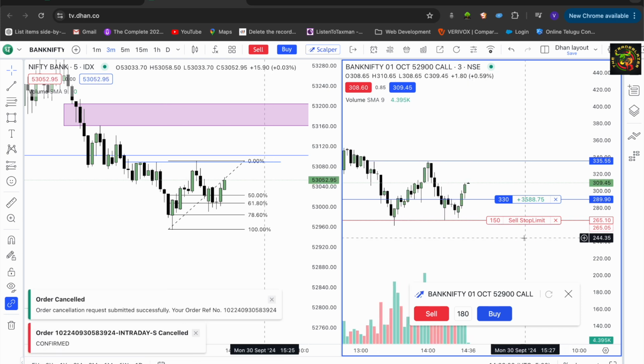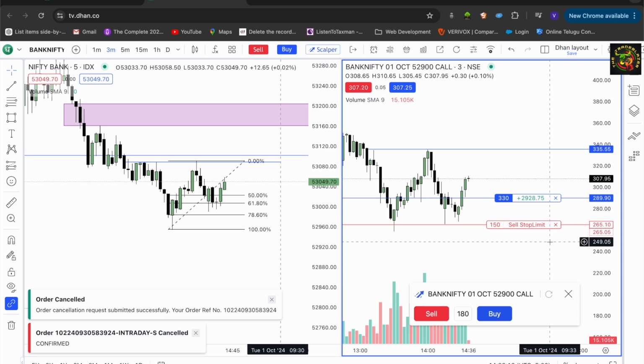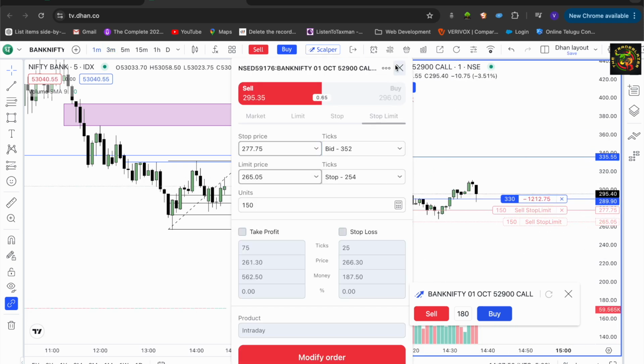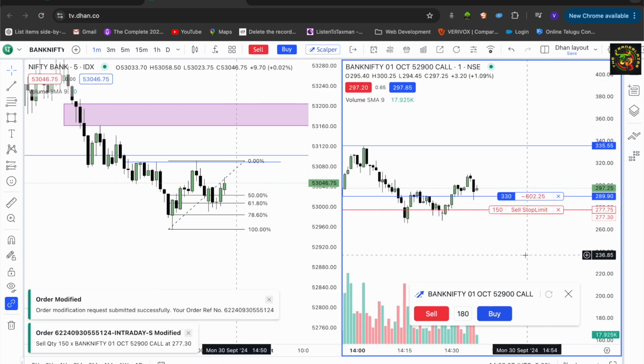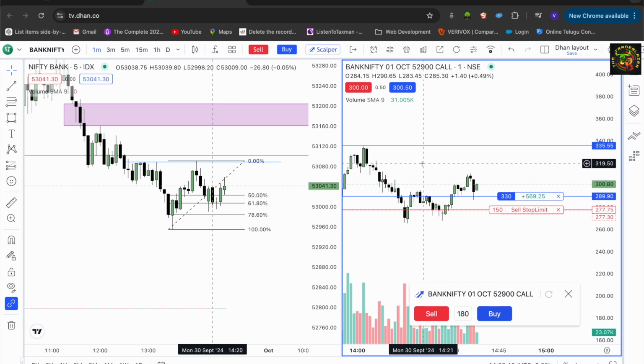Now we are back to a little bit of green here, guys. So I will try to be ready to close the trade actually. We'll see. I have trailed the SL to 277 from 265, guys. So you can see that premium is not moving at all, even though the chart is moving. So let's see how this goes on from here.